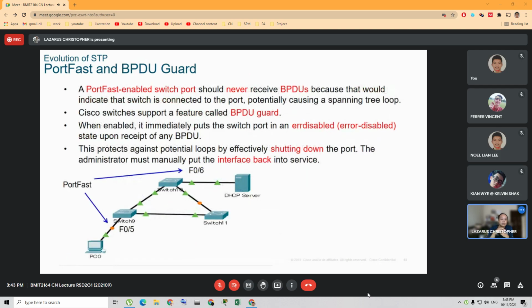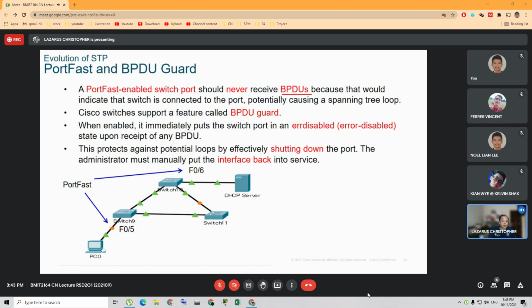Right. Now another thing, the port that leads to end devices is enabled with port fast, right? So that it skips all those things that cause delay, and it also should not receive BPDUs. Those ports should not receive them because they are not connected to any switch. They're connected to a PC, right?